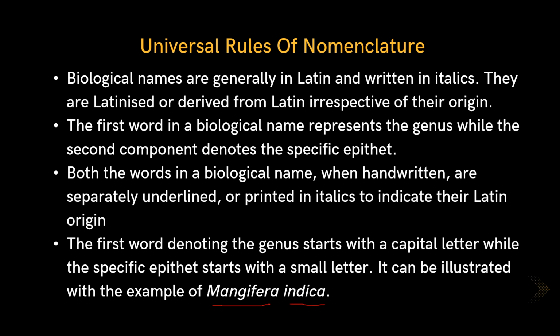Both the words, when handwritten, are underlined separately, like I have done. They are separately underlined when handwritten or printed in italics to indicate their Latin origin. Or if they are printed in any research paper or anything else, it is printed in italics. And the first word denoting the genus starts with a capital letter, while the specific epithet starts with a small letter. It can be illustrated with this example like I have shown you.